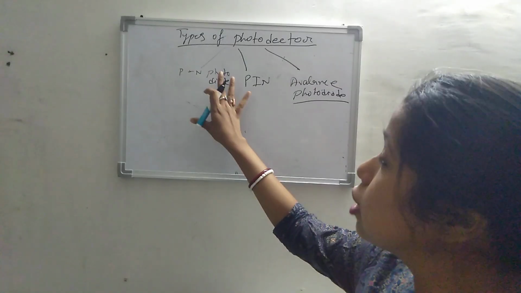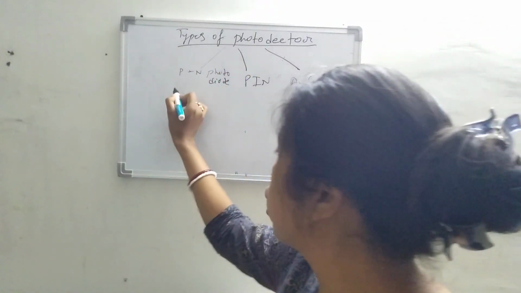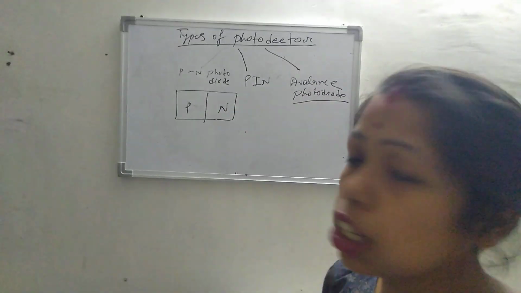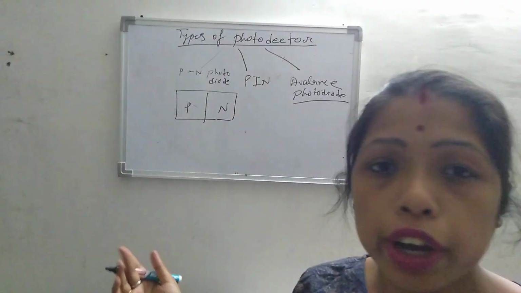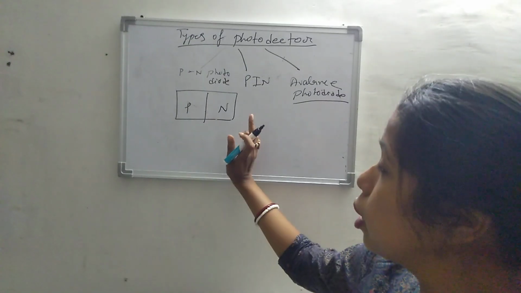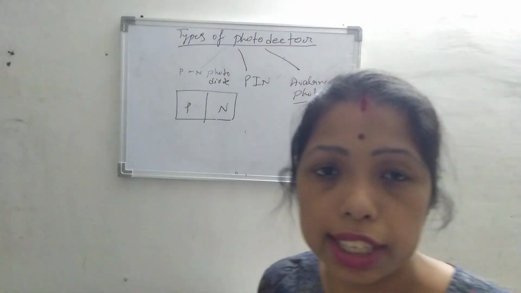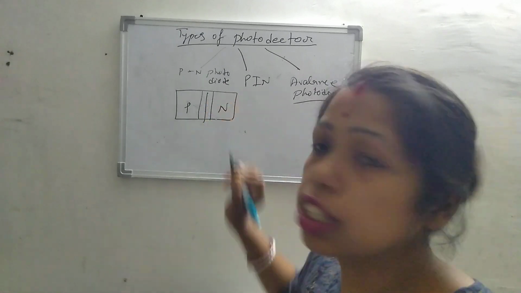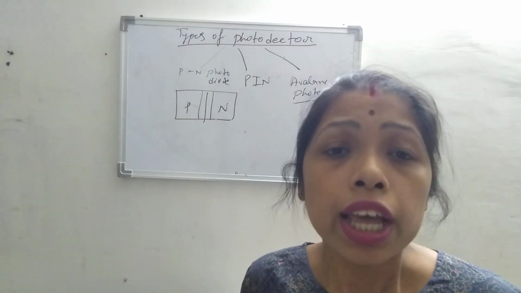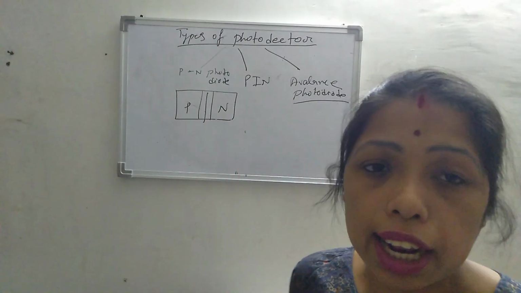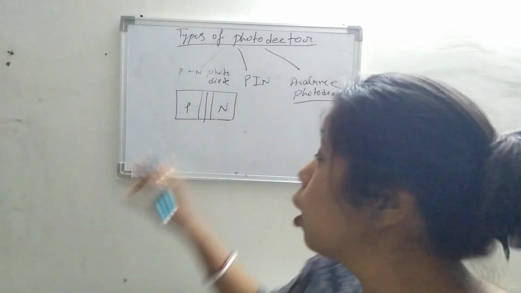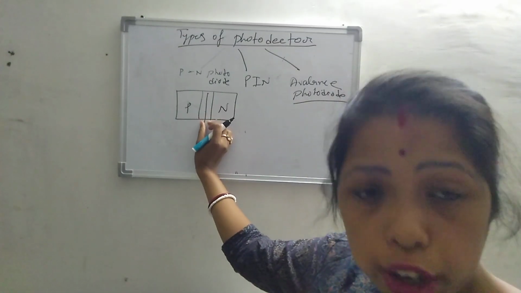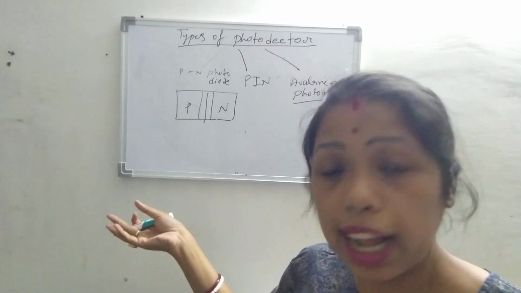So the PN junction photodiode is a normal photodiode. Here you can see, in the last class I discussed the PN junction photodiode. In this PN junction photodiode, only one P-type and one N-type semiconductor are connected with each other. There is a depletion layer, which is narrow as compared to the pin and avalanche photodiodes. When we get a narrow depletion region, we get less response.